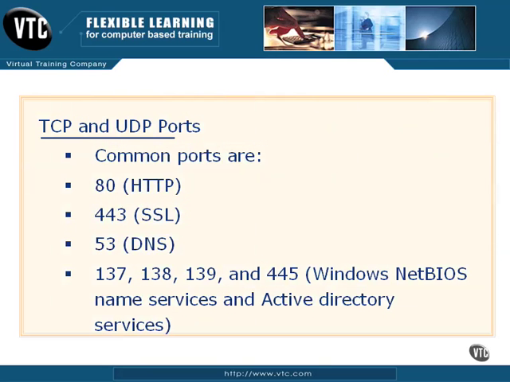Now, some of the common ports that we've seen are port 80 for web traffic HTTP, port 443 for SSL or secure sockets layer traffic. You may have seen this as HTTPS in your browser. Port 53, the domain name system, is often used for DNS queries, and if you're using a Windows box, you may see ports 135, 137, 138, 139, and 445 used frequently. Those are the ports that Windows uses for NetBIOS name services, file sharing, and Active Directory services.